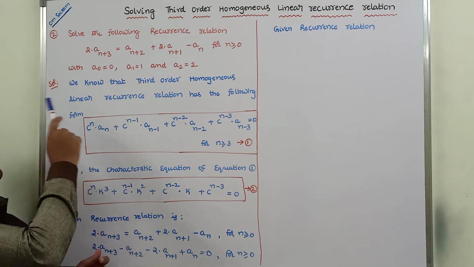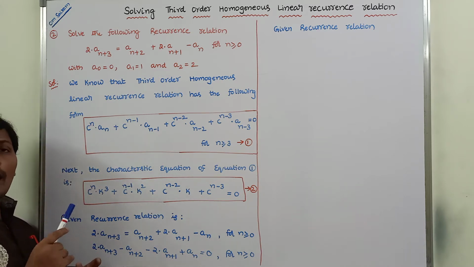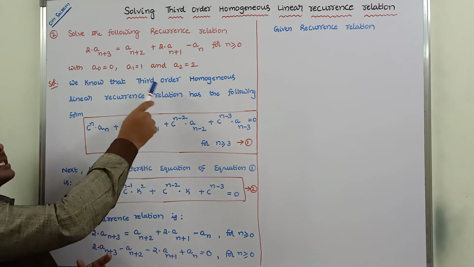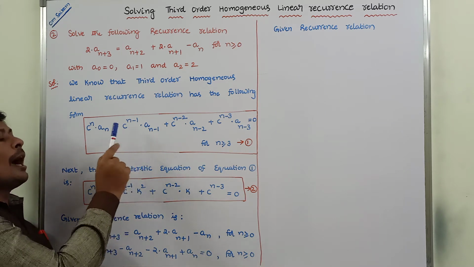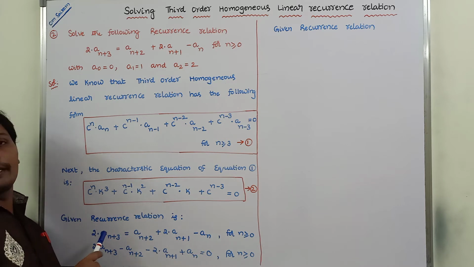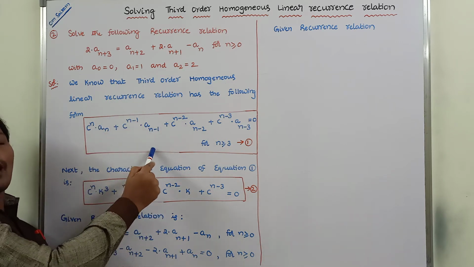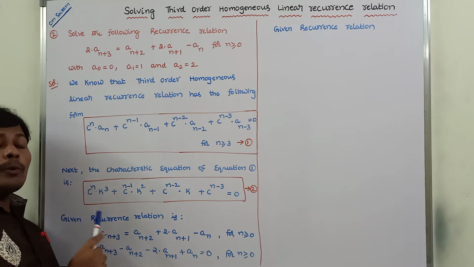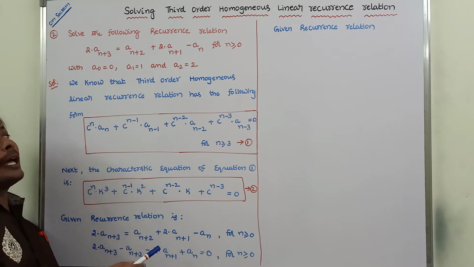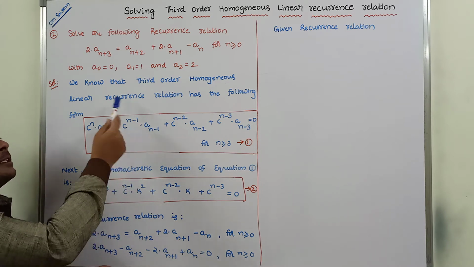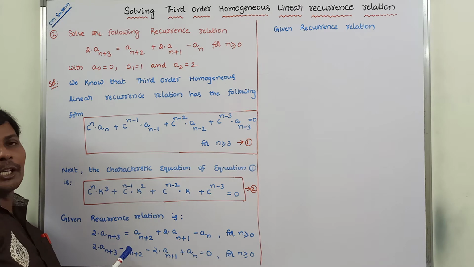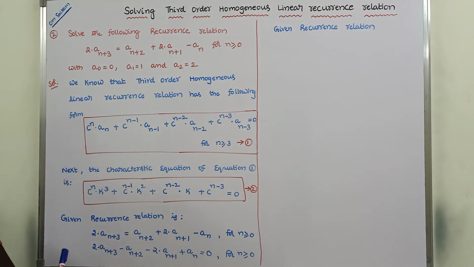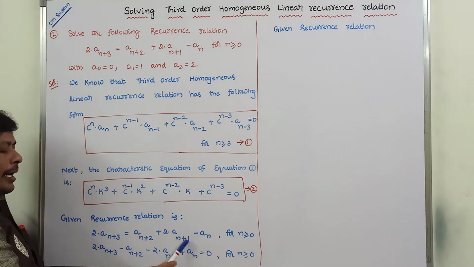So before we solve the given problem, I have already told you the general form of the third order linear homogeneous recurrence relation and its characteristic equation. Once we define the general form and the characteristic equation, it is very easy to explain the given problem. Because of that reason, first I am writing the general form of the third order linear homogeneous recurrence relation and its characteristic equation. Now we can go for the given problem. The given recurrence relation is this one.